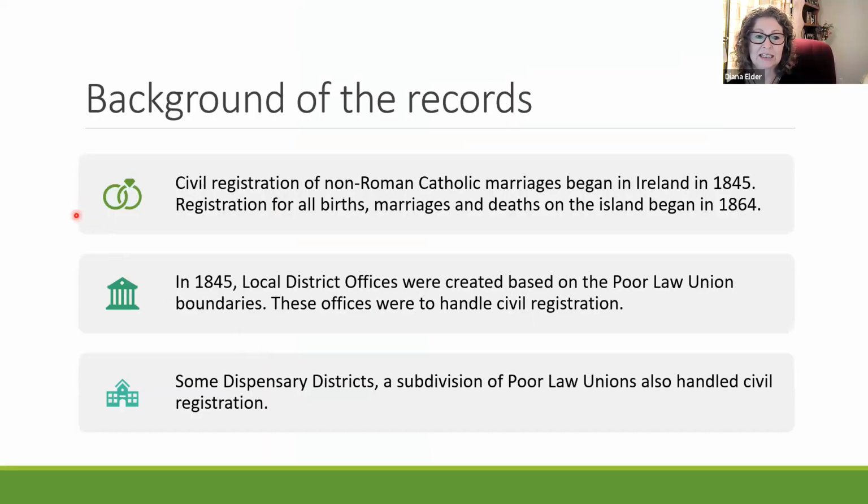So here is just a little summary that I made for us to look at from the researcher's great work. And so we can learn that civil registration of non-Roman Catholic marriages began in Ireland in 1845, and registration for all births, marriages, and deaths on the island began in 1864. So we have 2 different dates. So that's always good to keep in mind when we are looking for our people. In 1845, local district offices were created based on the poor law union boundaries, and these offices were to handle civil registration.